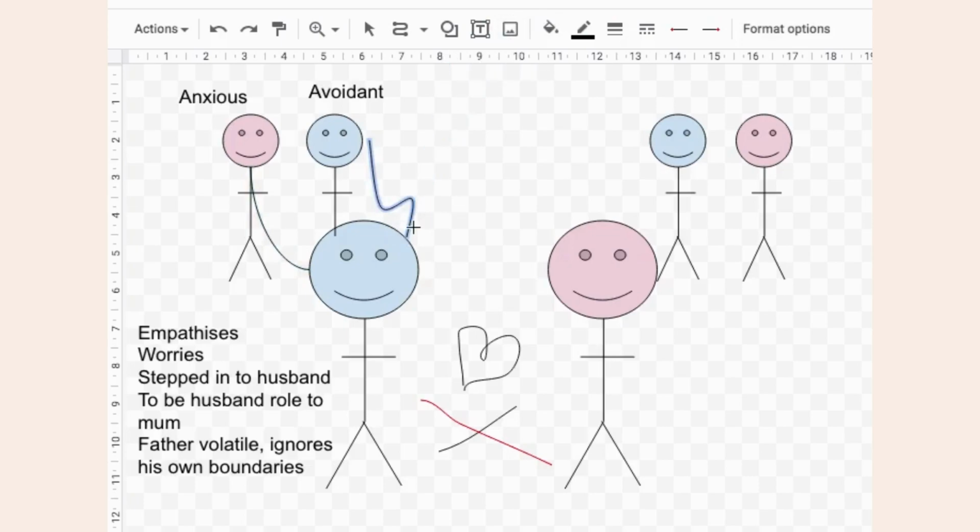It can sometimes be one where he's ignoring his own boundaries. It could be that he's stepping in to play a father-husband role to his own mother, and also having a very difficult relationship there with his dad. Okay, so this is George in a bit of a nutshell.